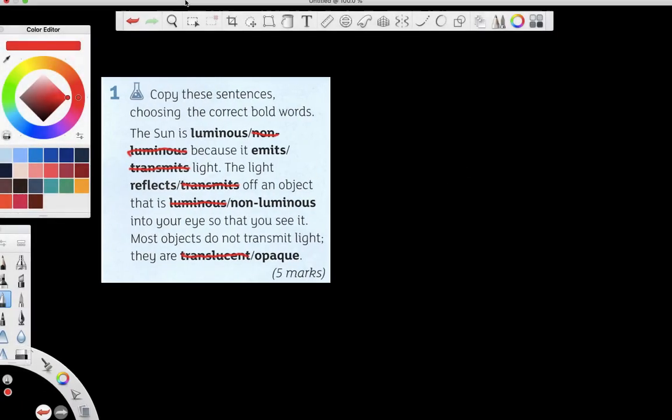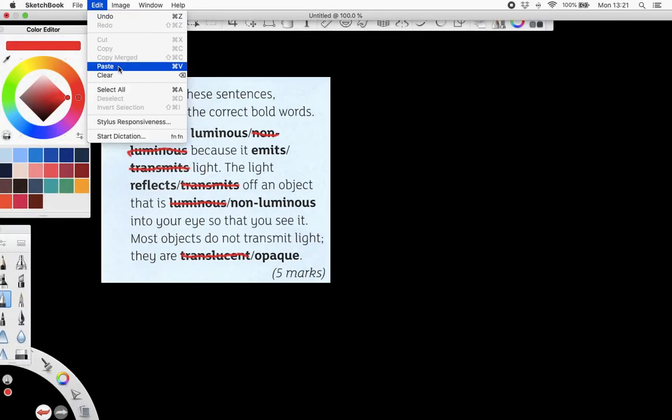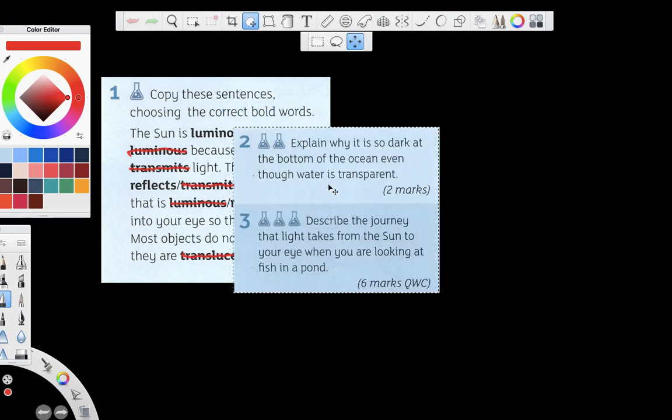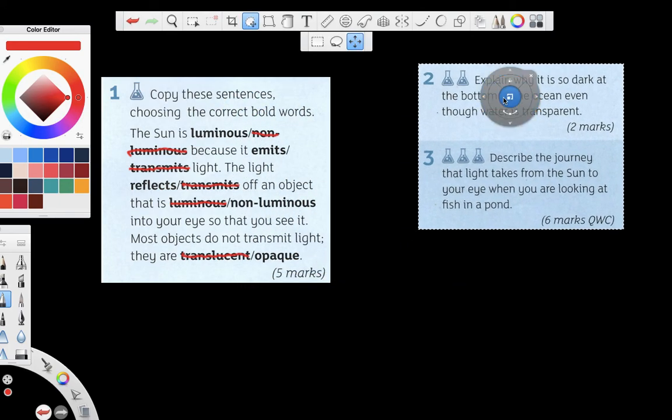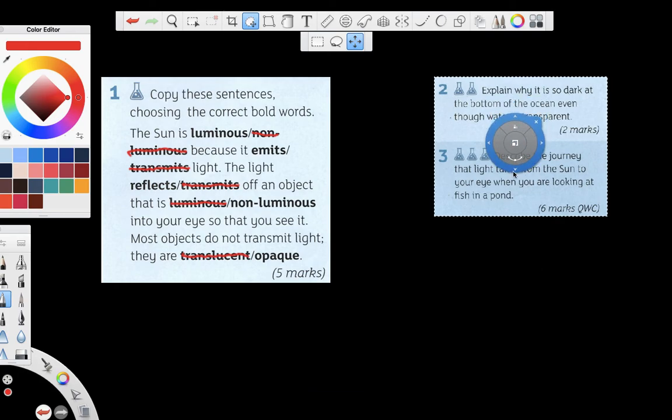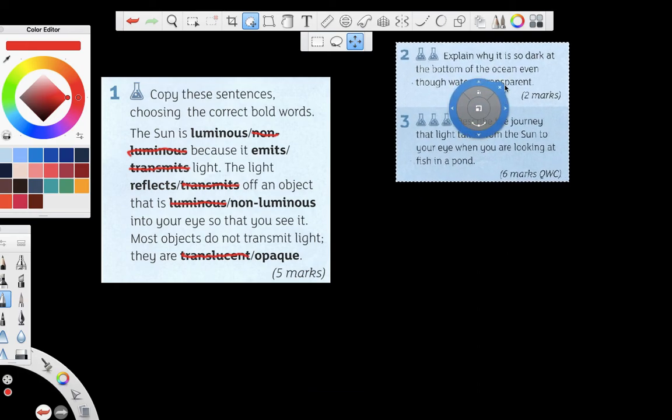Let's have a look at these next 2 that you should have done. So if we can paste it in and move it up here, I'll make it a bit smaller so we can still read it, but I can answer them below. So the second question says, explain why it is so dark at the bottom of the ocean even though water is transparent. So you should have said that light is absorbed by water for 1 mark.